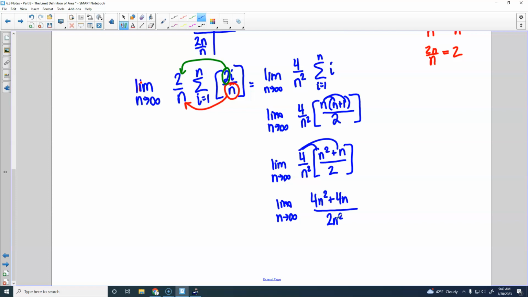So what do we do to figure out this limit right here? And it's going to be what? 2. Right? Just divide your coefficients. 4 over 2 is going to give you 2 for that. All right. So that's the exact area. It's a long ways to get there, right? But that gives you the exact area.